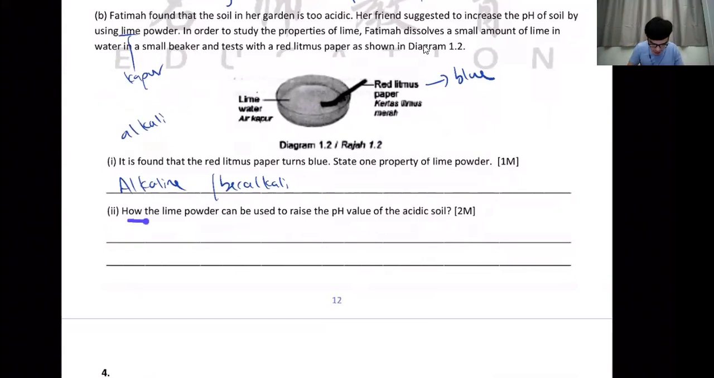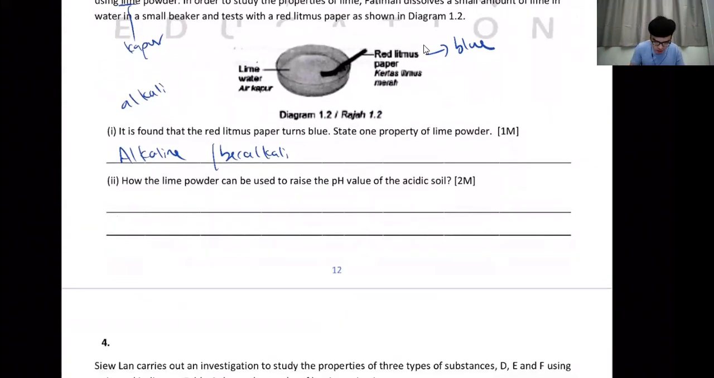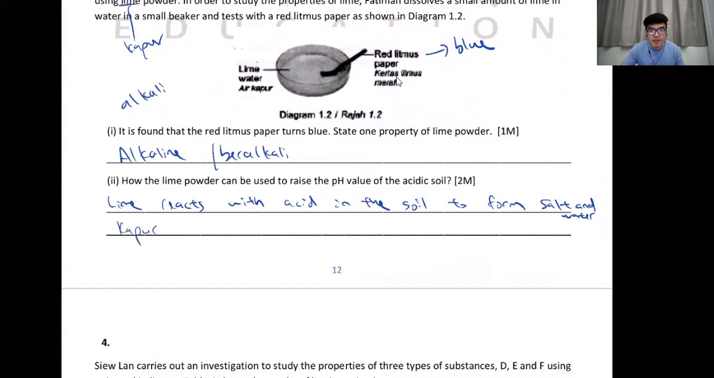Okay, number two, how the lime powder can be used to raise the pH value of the acidic soil. Very good question. So why do you add it to acidic soil? Lime reacts with acid in the soil to form salt and water. Kapur bertindak balas dengan asid dalam tanah untuk membentuk garam dan air. Okay, so this is one mark.